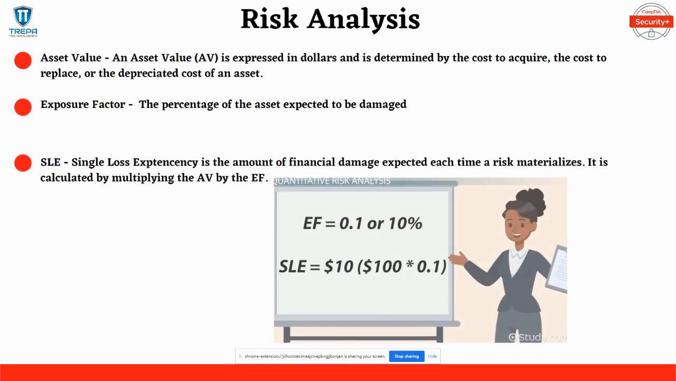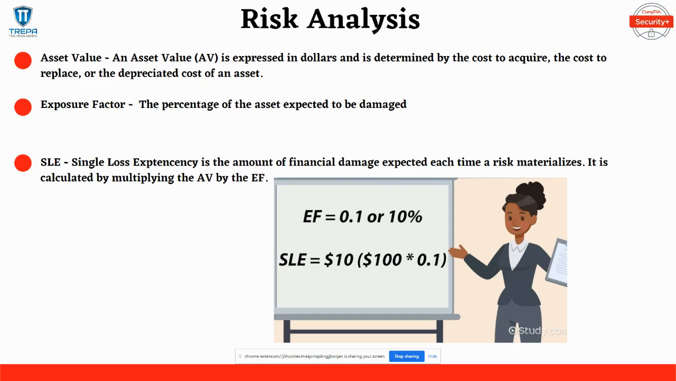Now let's go over other risk analysis terms that express risk and damage in dollar amounts. An asset value, or AV, is expressed in dollars and is determined by the cost to acquire, replace, or depreciate the cost of an asset. The exposure factor, or EF, is the percentage of the asset expected to be damaged. And then the single loss expectancy, or SLE, is the amount of financial damage expected each time a risk materializes. It is calculated by multiplying the AV by the EF.